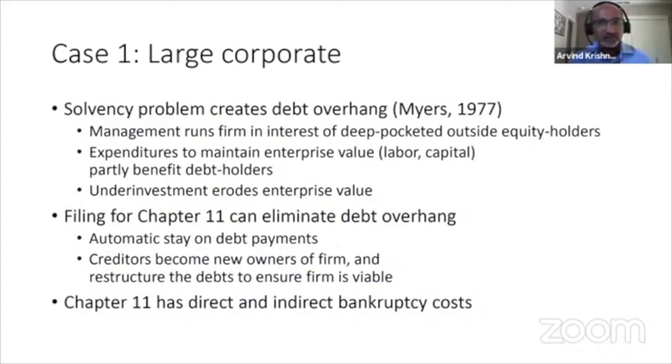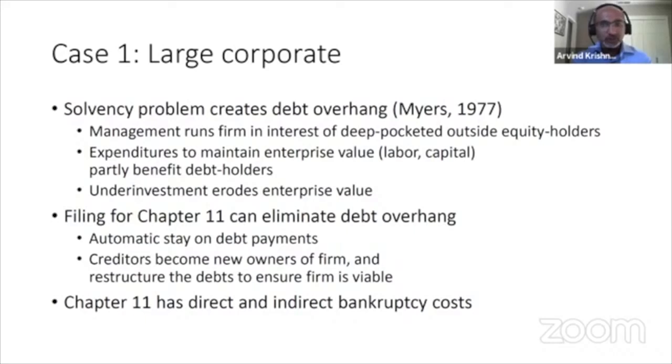The reason for this is if I have a high level of debt and the firm makes an expenditure, the return on that expenditure partly goes towards the debt holders. So if the firm is being run in the interests of deep-pocketed outside equity holders, what the firm will do is it will underinvest. It won't take expenditures that maintain enterprise value. So it will not maintain a labor force or capex or maintenance because that ends up just improving value that in part goes to debt holders. So the underinvestment problem is also an erosion problem. Over time, the underinvestment erodes firm value.